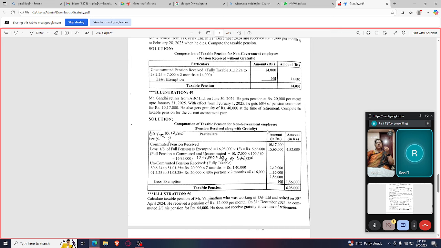So here he is a non-government employee. He receives pension along with gratuity. That 1 by 3, 1 by 2 we learned, no? So that we are going to apply.